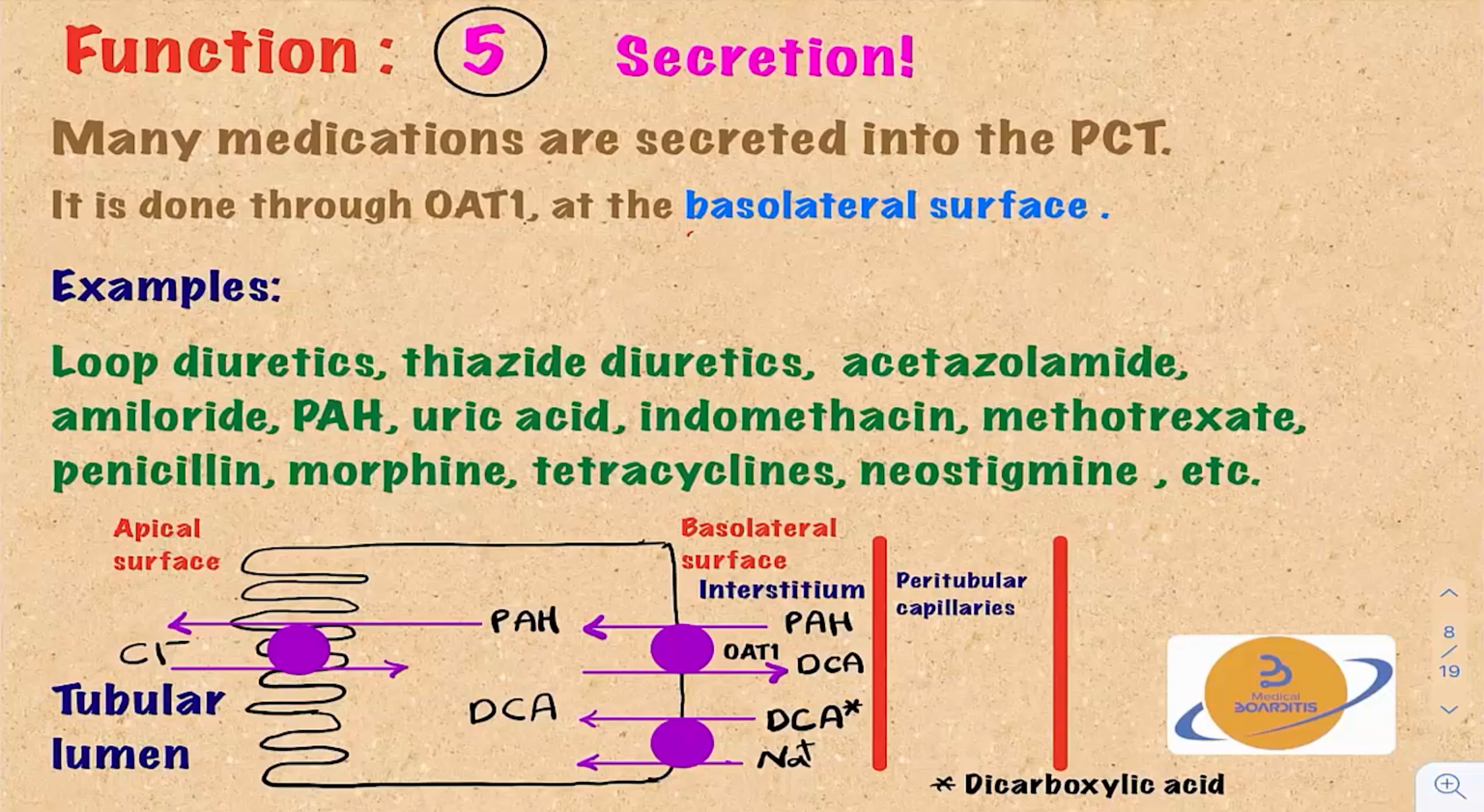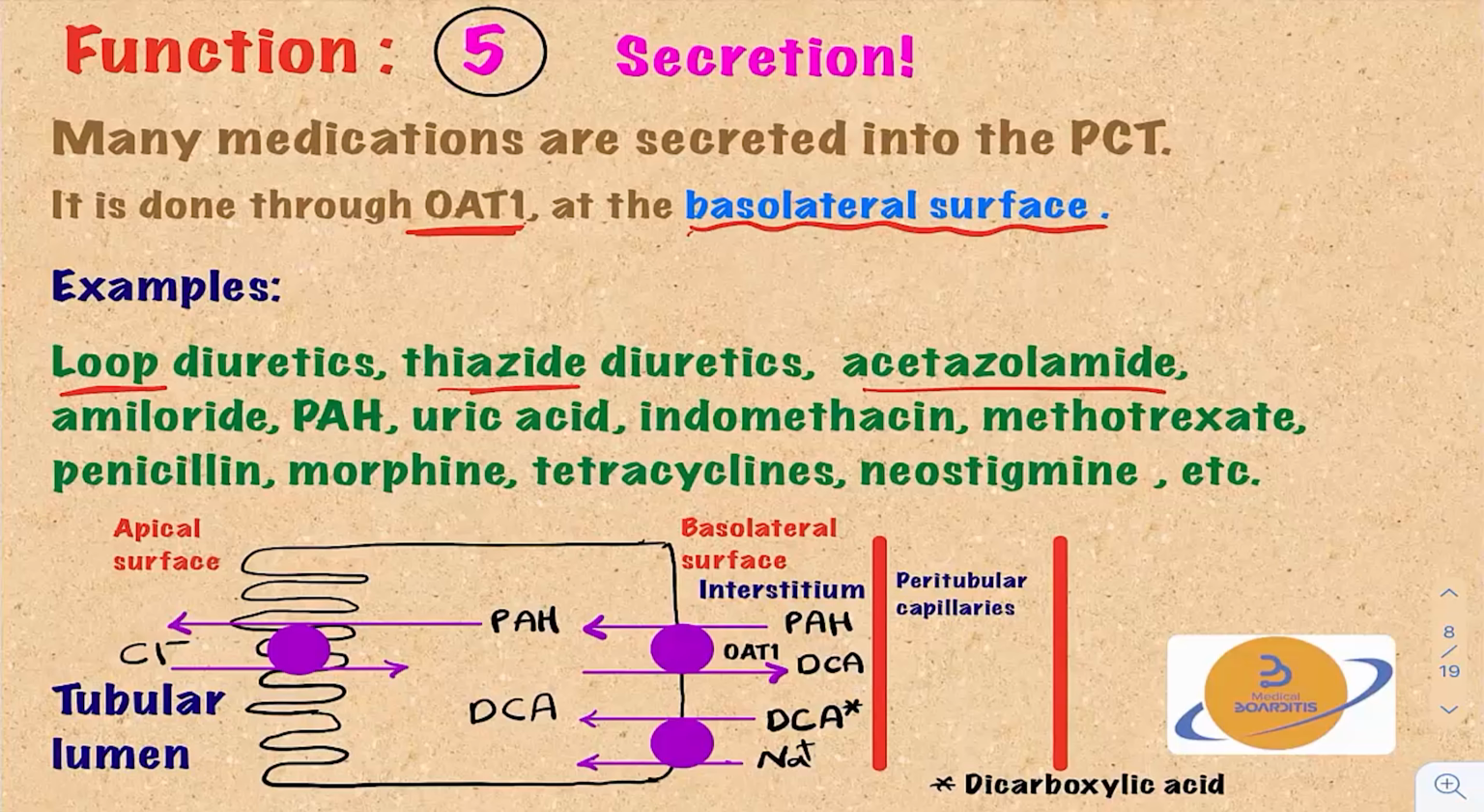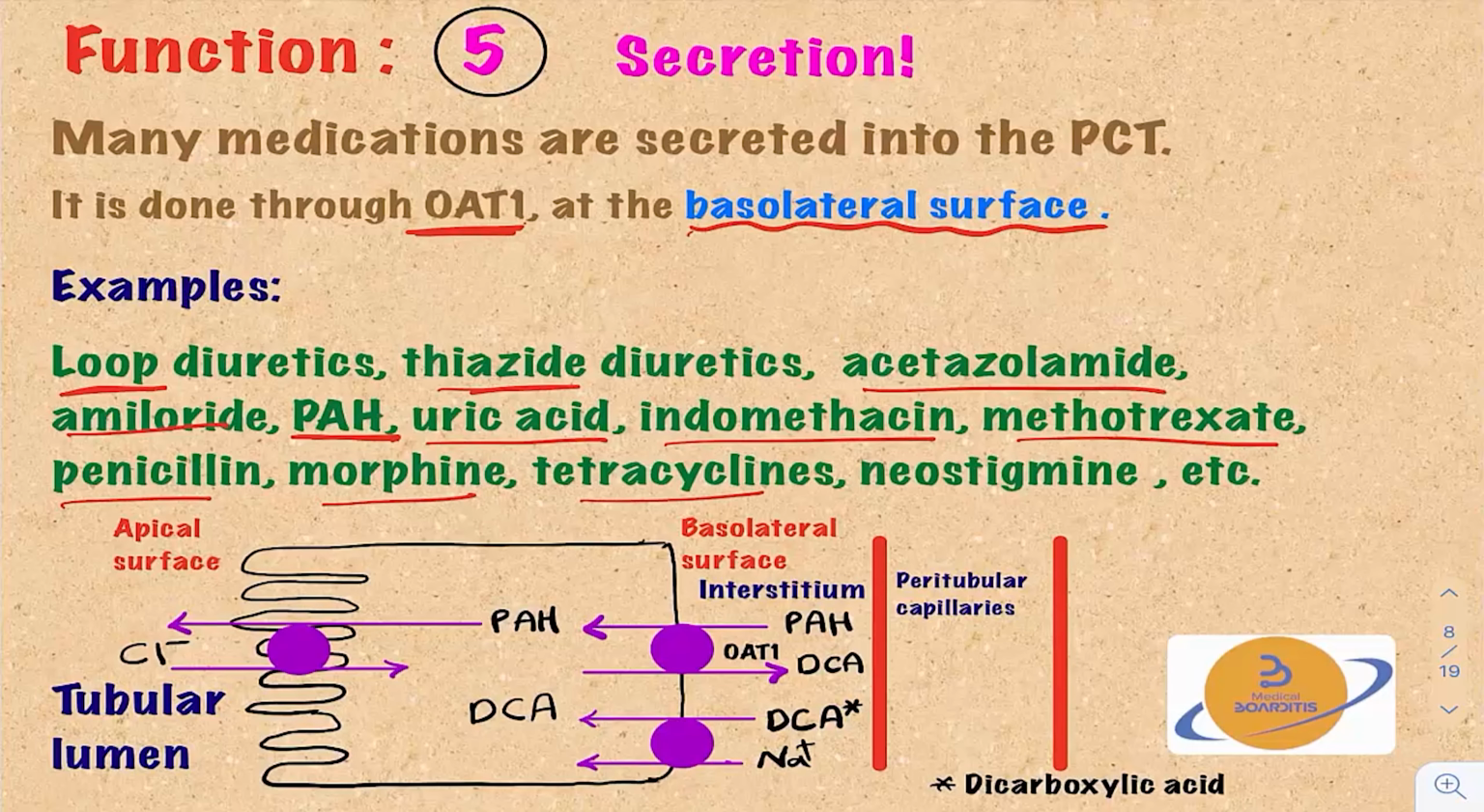The fifth function is the secretion or excretion of many medications into the lumen of the proximal convoluted tubules. And this is done through a transporter called the organic anion transporter that's located in the basolateral surface of these cells. Examples of medications that get secreted include loop diuretics, thiazide diuretics, acetazolamide, amiloride, para-aminohippuric acid, which is a substance used to estimate the renal blood flow, uric acid, indomethacin, methotrexate, penicillin, morphine, tetracycline, neostigmine, and many more.